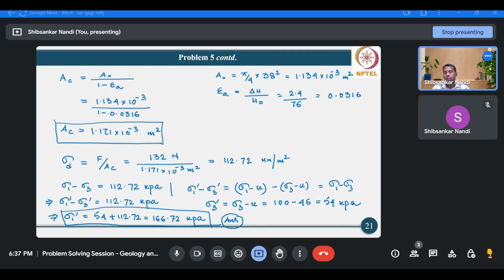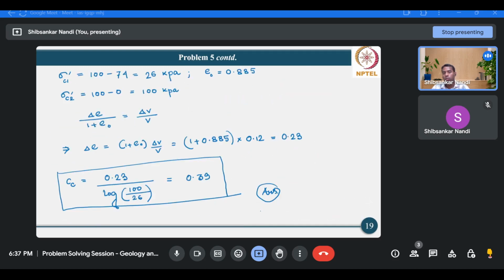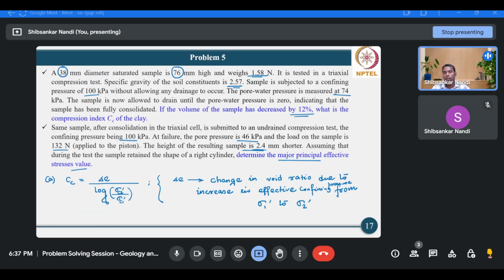So if we rewrite this expression in terms of effective stresses, you can calculate the effective major principal stress once you know the effective minor principal stress. And effective minor principal stress was the total stress minus the pore water pressure, and this pore water pressure was measured as 46 kPa under the undrained condition at failure.